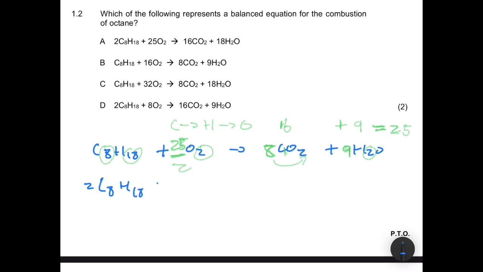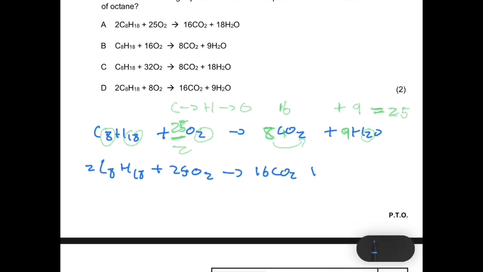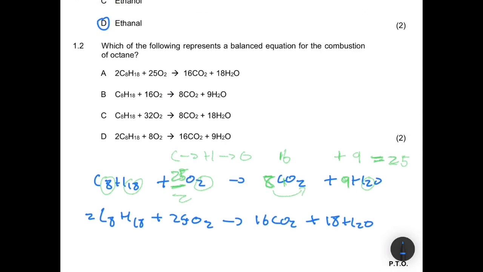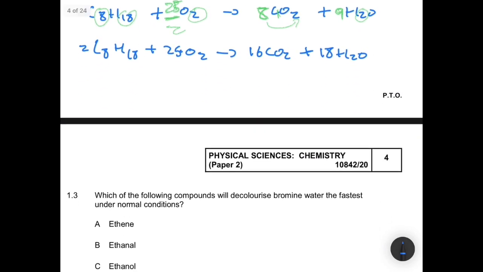C8H18 plus 25 O2, giving us 8 multiplied by 2, that is 16, right? 16 CO2 plus 9 multiplied by 2, that is 18. So we have 18 H2O. So now we have the equation of our combustion reaction, and we can look for the corresponding option, right? So option number A, we have 2C8H18 plus 25, and then we have 16, we have 18. So it seems like option A is the right one, right? So 1.2, we go in with option A.